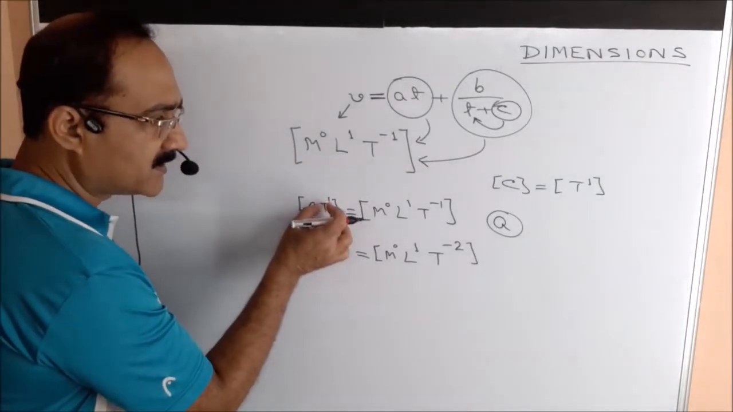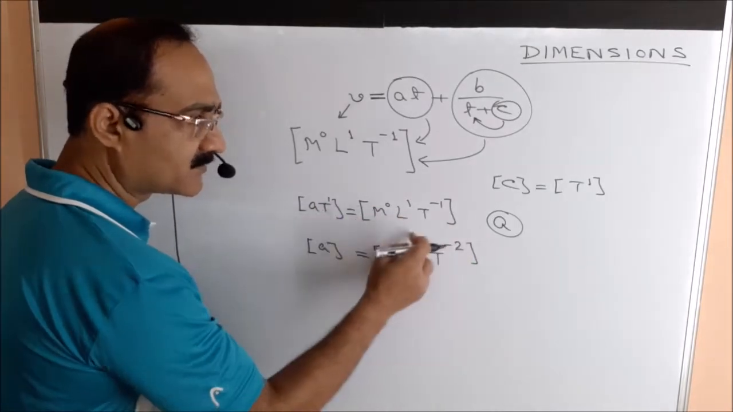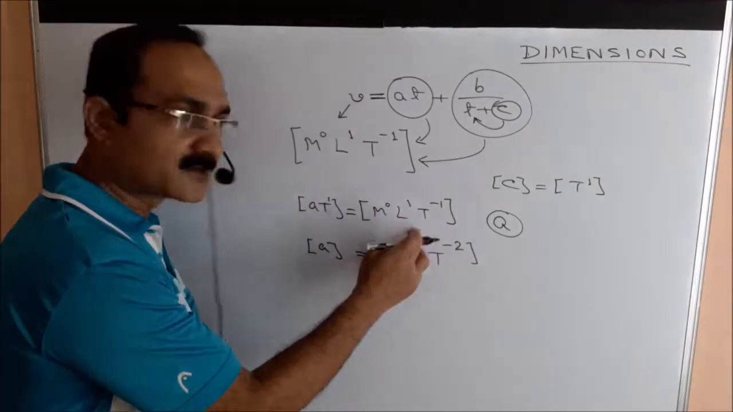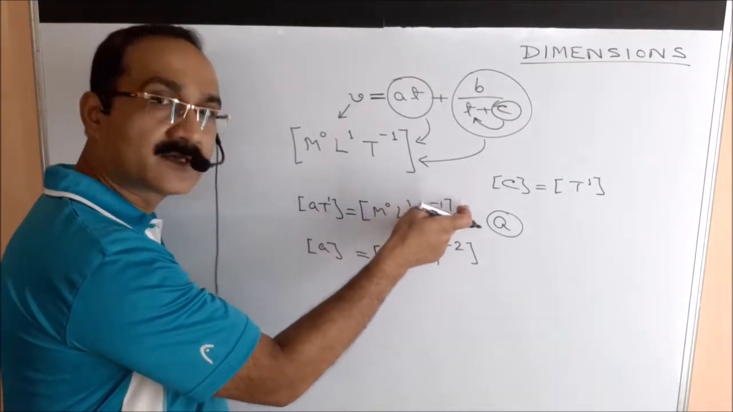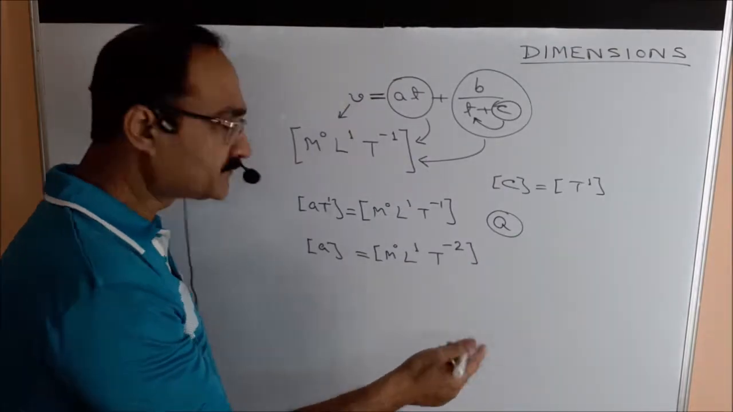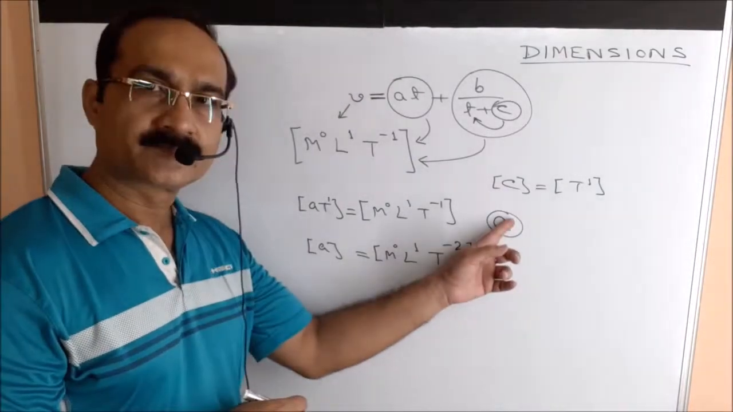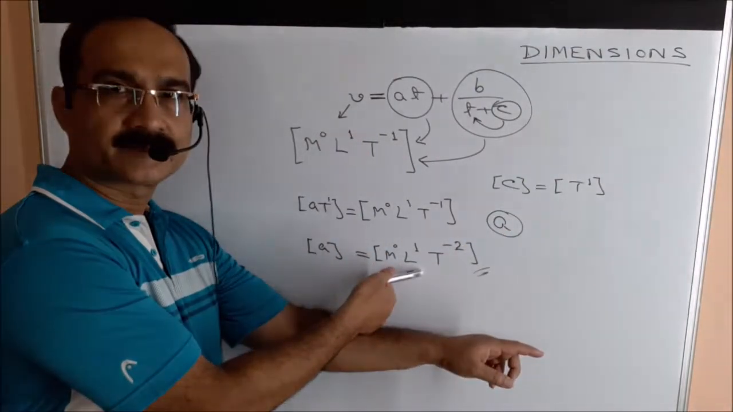Clear? Simple, similar to the divisions of algebra. When you take this T to this side of the equal sign, it will come to the denominator. That means it is dividing it. So this will become T to the power minus 1 minus 1. So it will become T to the power minus 2. Clear? So see the option A, where the dimension of this A is given to be this.